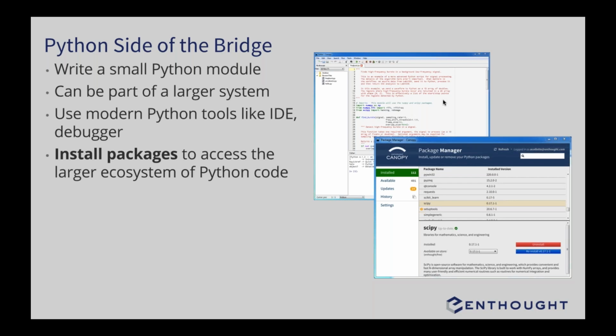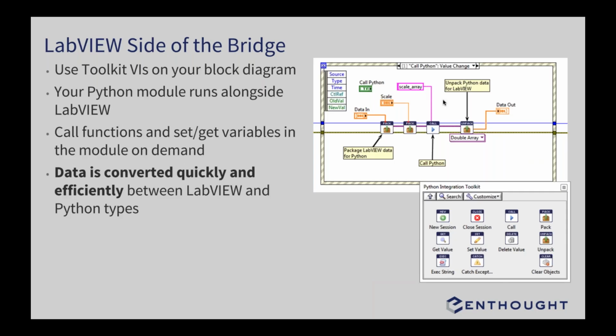And then on the LabVIEW side of the bridge, the Toolkit is an add-on that provides a series of LabVIEW functions. They're called sub-VIs. And these LabVIEW functions live on your block diagram, and they allow you to talk to Python. And so one of these, for example, is called new session, which you use to launch a Python session, and you point it at your module that you wrote. And now you've got live access to all the functions in that module, and you can call them.